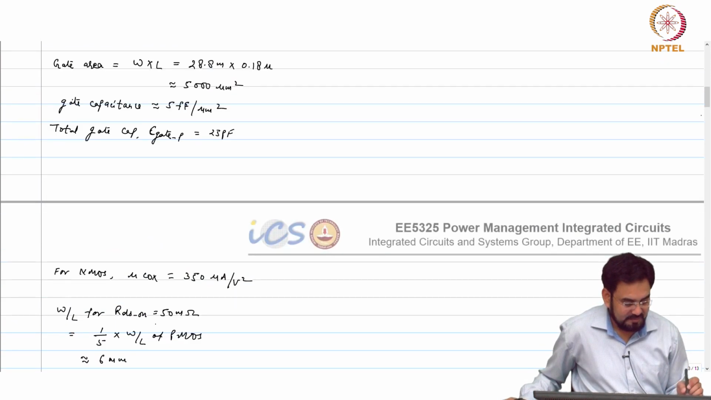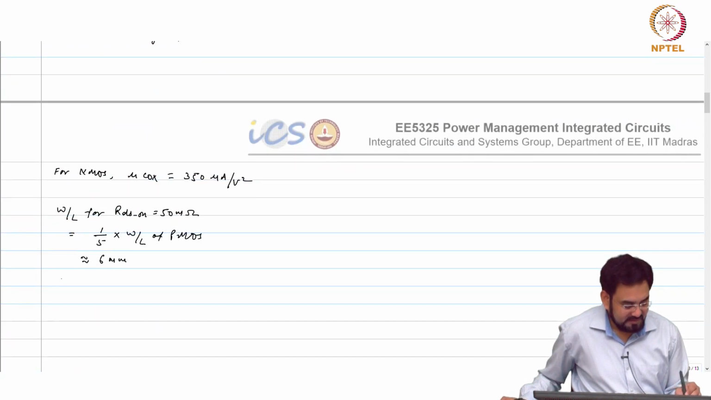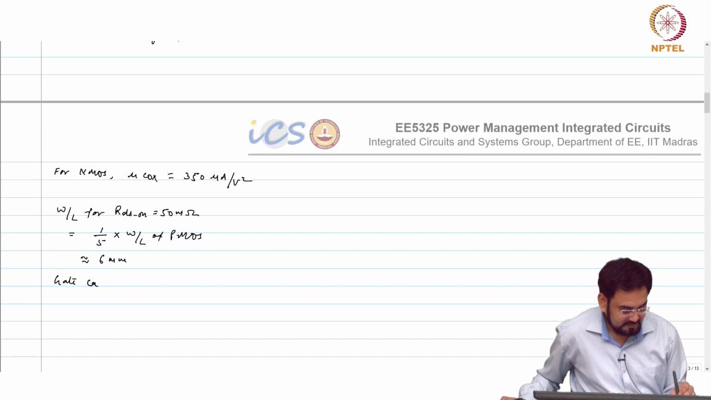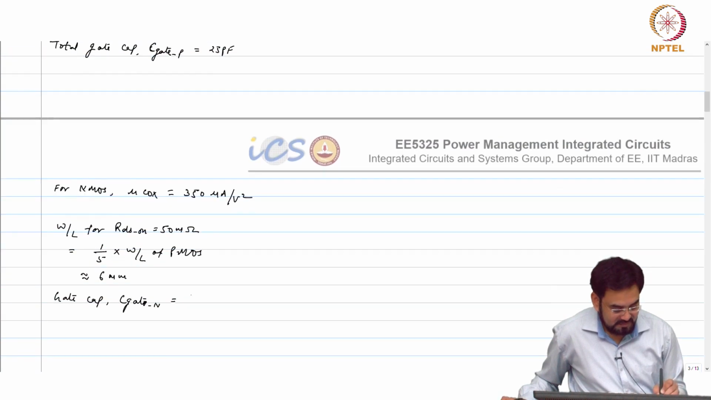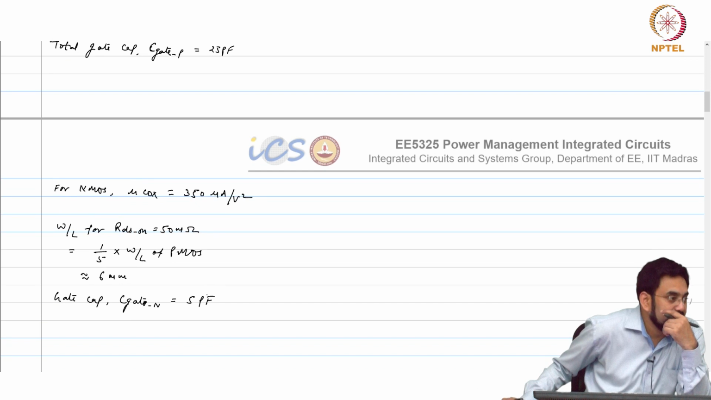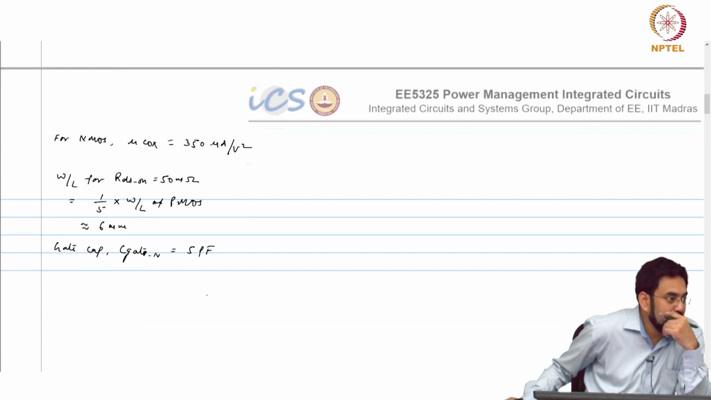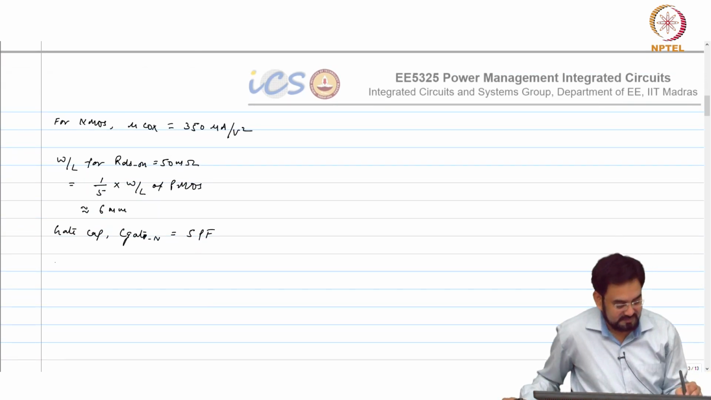So, your gate cap or gate area, gate cap will be 1/5 obviously. So, C gate N equal to 5 picofarad. Okay. So, what is the total gate cap? 30 picofarad.